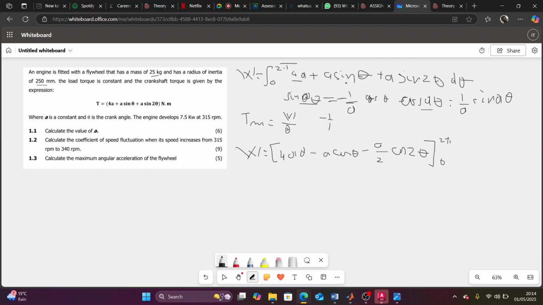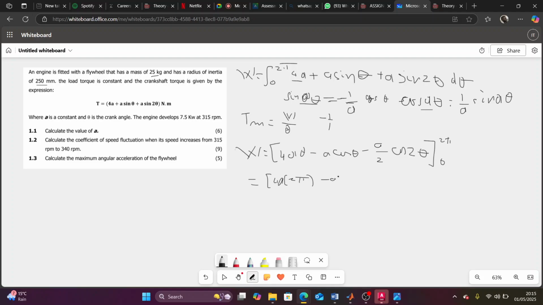Can we solve for this thing? Upper limit minus lower limit. Remember, at the end of the day, your answer should be a for a theta. If you do upper limit minus lower limit, what will you have? You'll have 4a multiplied by 2 pi.